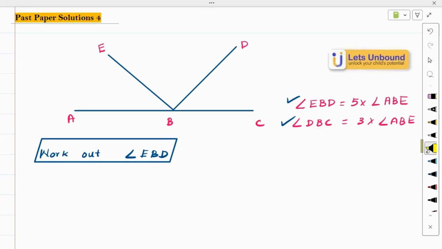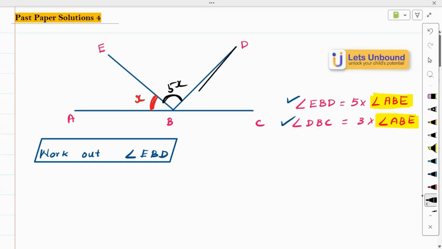When you see the comparison, both the angles are compared with AB. So this is the first unknown. We can just name it. Let ABE be x. I'm going to name this angle as x, for convenience, because every time we can't write ABE. Then EBD is 5 times ABE, so this is 5 times x as per the clue.